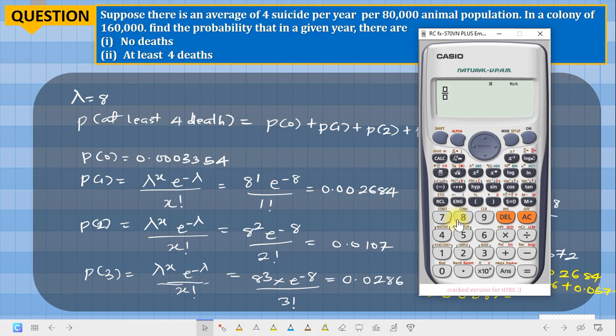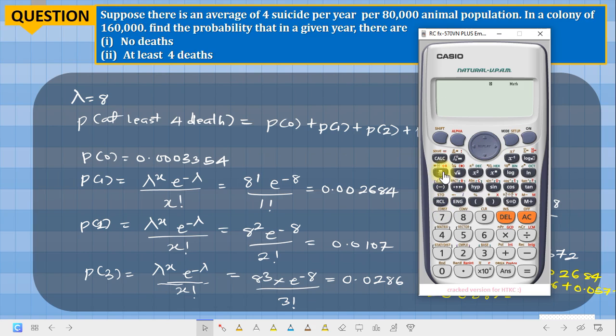This will be 8 raised to the power of 1, times e raised to the power of minus 8. So I'm showing you how to do that with the calculator now. All over 1 factorial. Factorial is shift, inverse of s raised to the power of 1. And that gives us this answer, which is very, very correct. Now let's try the next one.